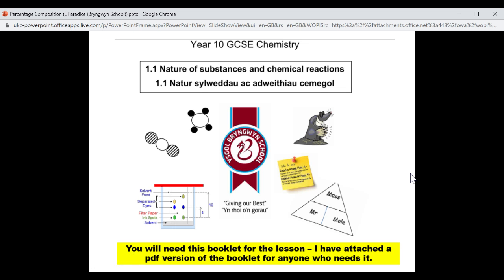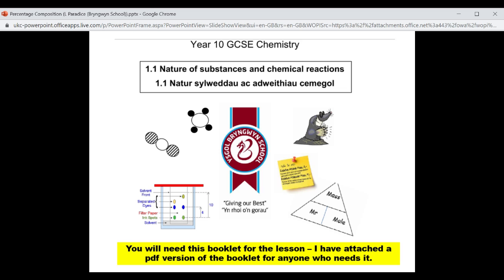You will need the booklet, Nature of Substances and Chemical Reactions. So if you've got that handy, have it with you. If you don't, I have attached a copy of the booklet as a PDF document within this lesson material, so if you need it, you've got it there anyway.